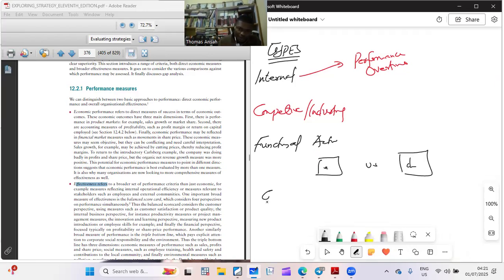Then lastly, we have what we call generic benchmarking. Now, what is generic benchmarking? Generic benchmarking compares similar processes, all right, when there is a direct kind of target existing.